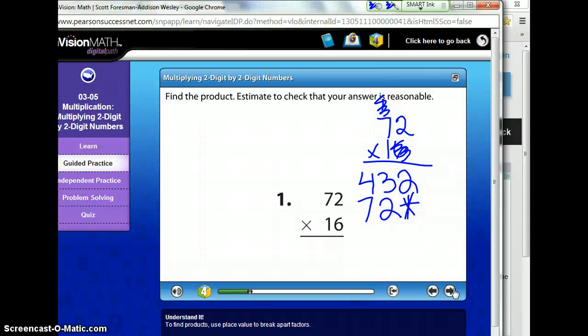Everybody with me? The last thing we do is add up both of our partial products. So you should have this for a final answer. So far, so good? The next one you're going to do on your own.